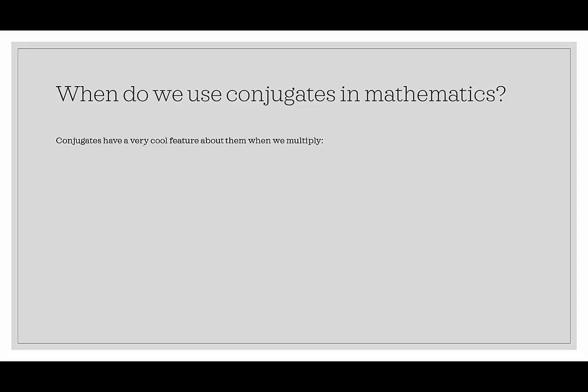So when do we use conjugates in mathematics? Well, conjugates have a very cool feature when we multiply. One example we saw was x plus 6, and we multiply it by one of its conjugates, x minus 6. Let's see what happens. We can use the distribution property, or we can FOIL. This would be x squared if we multiply those first together, minus 6x, and then we have our middles, plus 6x, and then we have 6 times negative 6, minus 36.